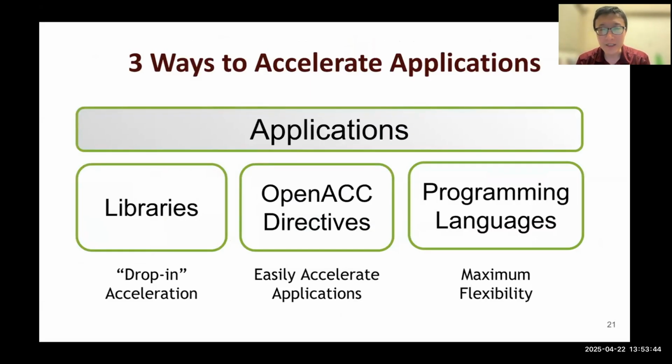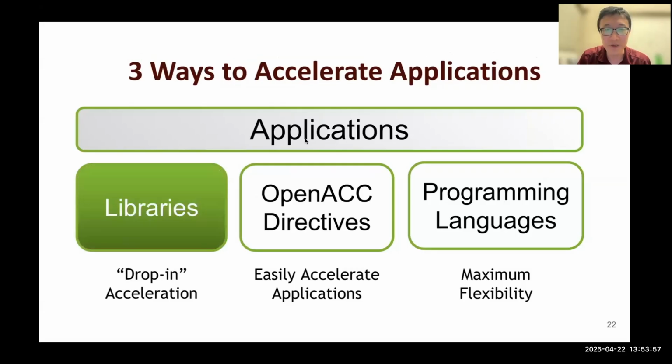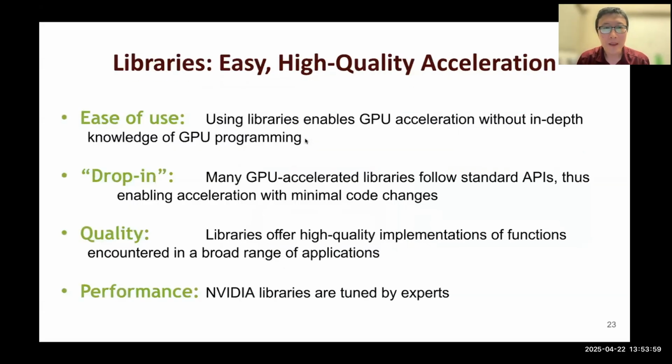When we start to accelerate applications, in the context of CUDA and GPU programming, there are essentially three different ways to do that. The first one is based on libraries. Libraries are very easy to do. It's high quality acceleration and very easy to use. In many cases, you just need to switch the function from function A to function B and then link your CUDA library, and that's it. It's done. That's the easiest way to do CUDA or GPU acceleration, and the quality is pretty good.